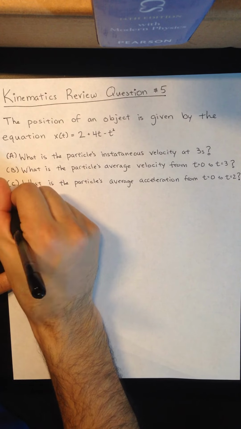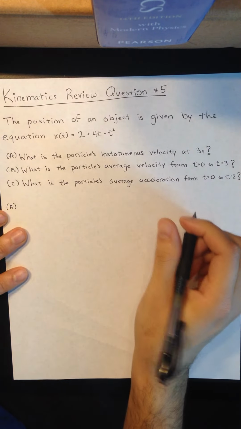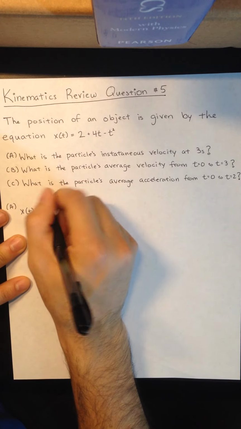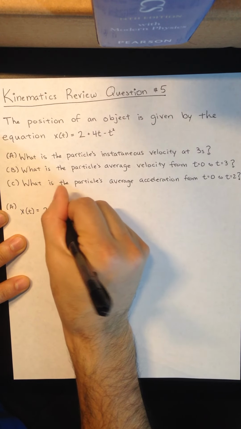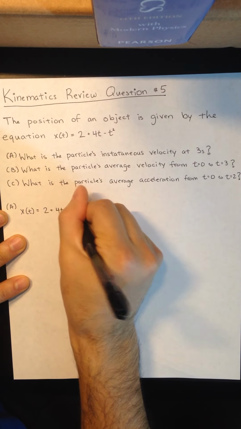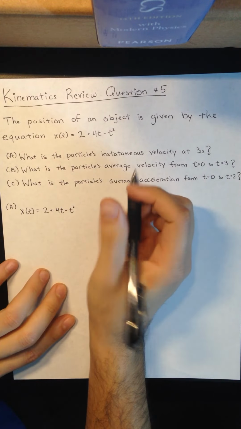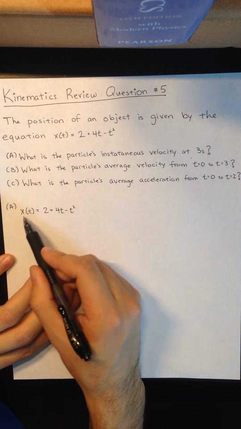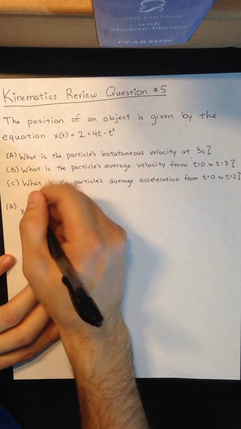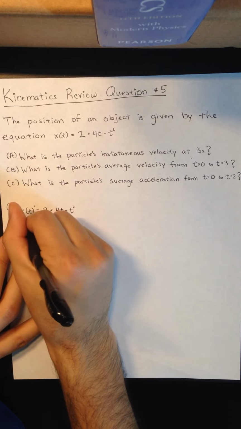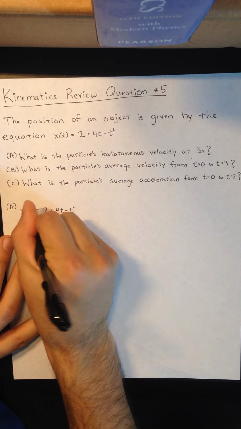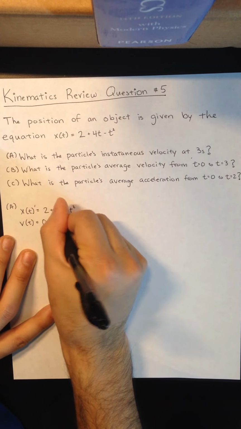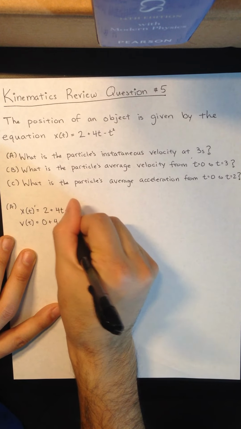So let's look at part A. We get position as a function of time is equal to 2 plus 4t minus t squared. Since we're looking for the instantaneous velocity, what we have to do with this position as a function of time is take the derivative of this. So velocity as a function of time is going to equal 0 plus 4 minus 2t.